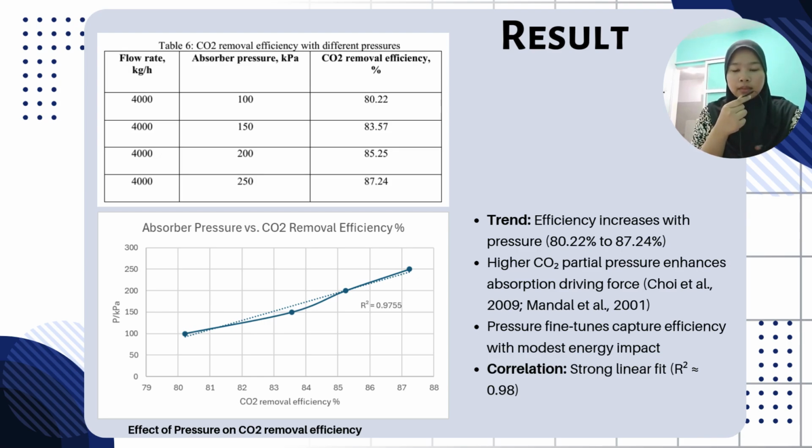Next, we examine the effect of absorber pressure as shown in Table 6 and Figure 4. Increasing pressure from 100 to 250 kilopascal improved carbon dioxide removal efficiency from 80% to 87%. This is because higher pressure increases the partial pressure of carbon dioxide in the gas phase, which strengthened the driving force for absorption. These findings are consistent with Choi et al. 2009 and Mandal et al. 2001, who reported similar improvement in amine systems. Overall, absorber pressure fine-tunes capture efficiency with relatively modest energy implication.